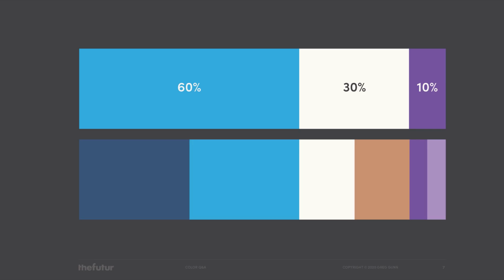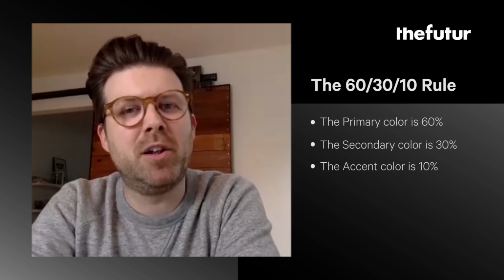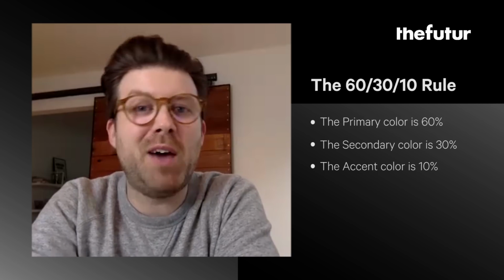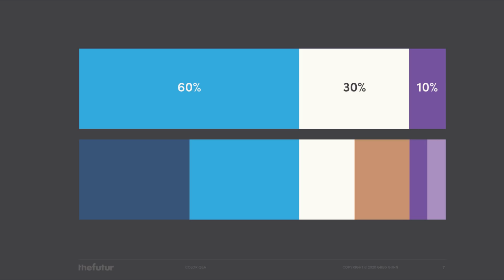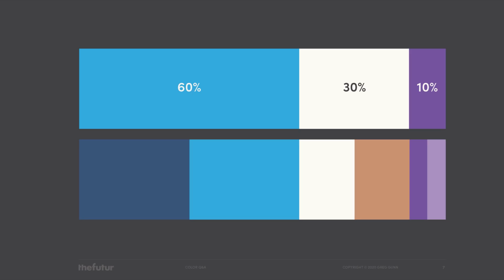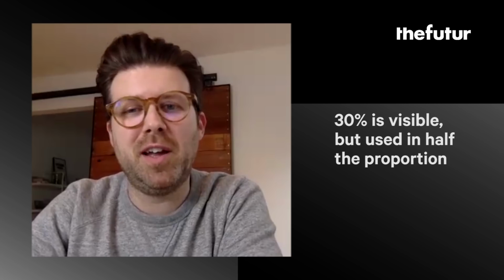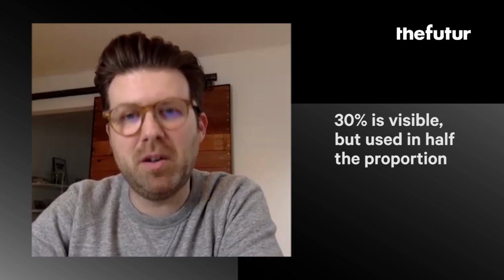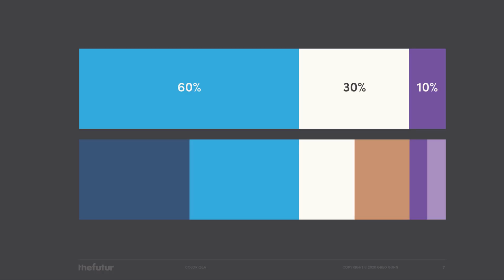60, 30, 10, they equal 100%. So essentially this is kind of like the baseline color ratio that I would probably start with. So the 60% is obviously the color that will be used the most. 60 would be like your primary color. So this is like your hero. The 30% is your secondary color. It's used about half as much, but it's still fairly visible. And then the 10%, that's the accent color. That's kind of like your little wild card.